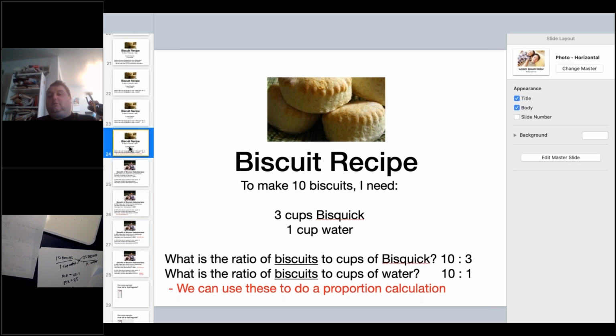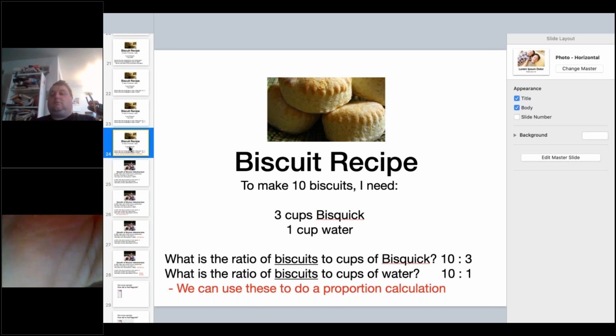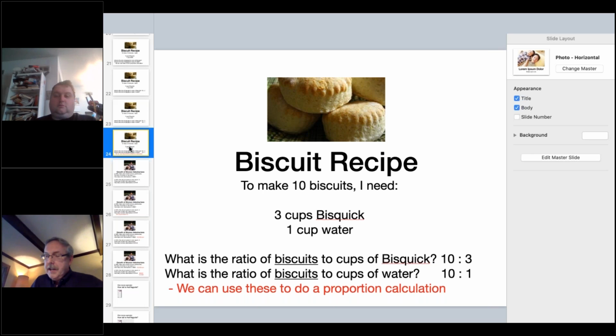So if we look at that, we're going to need to divide both sides by 10 so that it cancels. And remember, just another shortcut here, if we're dividing something by 10, we can move a decimal point over. So in this case, let's say that x is 2.5. And so you can see it there. Okay, so that x, the amount of water, is 2½ cups. Okay, so we figured that out. To make 25 biscuits, we need 7½ cups of Bisquick and 2½ cups of water.